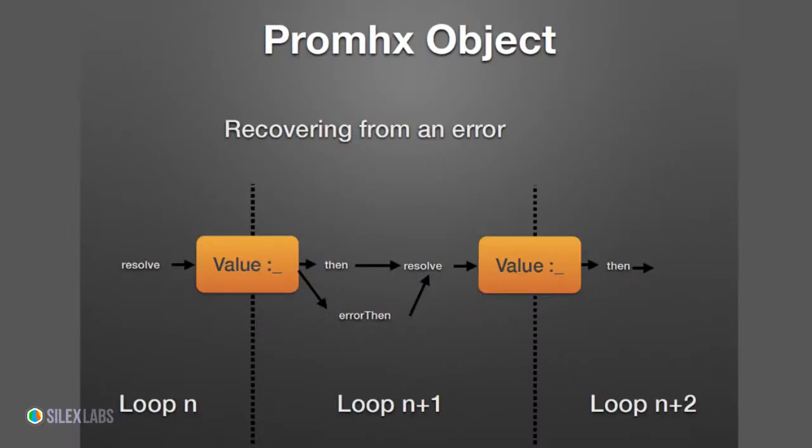And here's an example. The error will happen on the first object. Rather than passing that on directly, the error then will map it back into a normal value and then pass it to the next object as if it were a valid call. So it lets you recover.